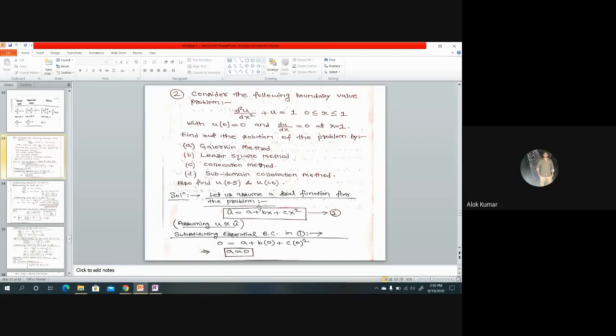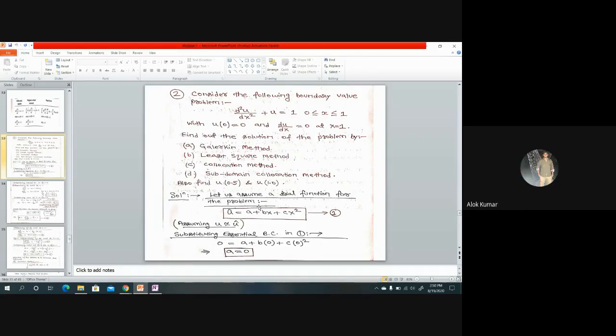Sir, d square u by dx square plus u is equal to 1. Good. Which one is your domain? What is the domain of this problem? So 0 to 1. Yes, because x can vary from 0 to 1. Okay. And which one is the essential boundary condition?